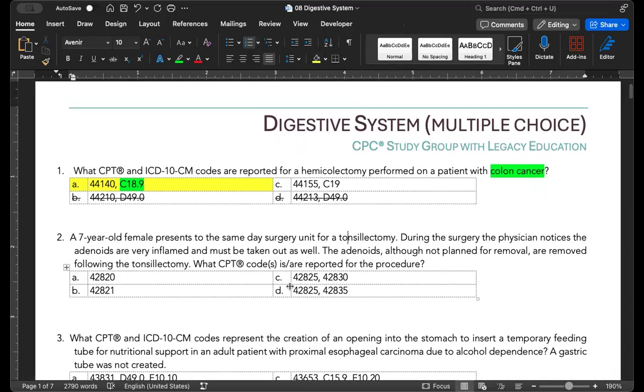Let's do number 2 from a coding from scratch standpoint. Even though we have the multiple choice here, we're not going to look at this from a testing perspective. We're going to look at it from just a case scenario. Number 2 is we have a 7-year-old female that presents to the same day surgery unit for a tonsillectomy. During the surgery, the physician notices that the adenoids are inflamed and they must be taken out as well. The adenoids, although they're not planned for removal, are removed following your tonsillectomy. So what's our main term that we want to look up in the alphabetic index if we are looking at this from a coding from scratch perspective?